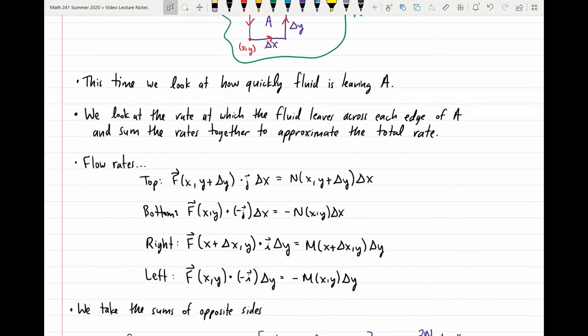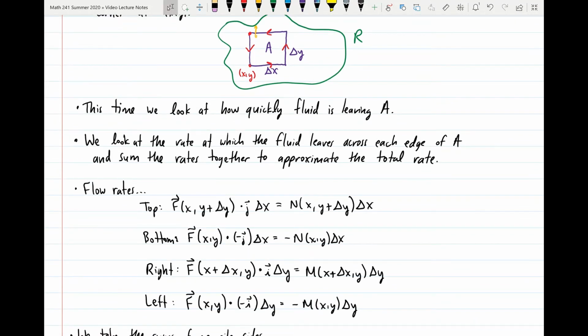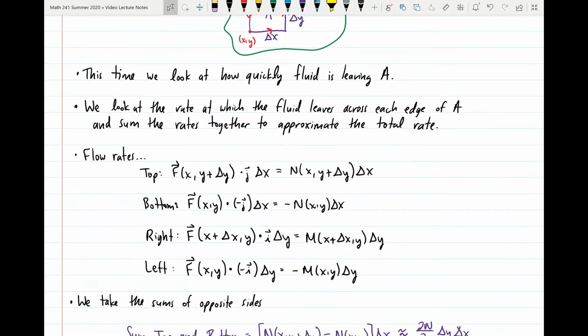And ultimately, this is just equal to n of (x, y plus delta y) times delta x. So again, this is an expression approximating the flow rate for our top boundary of our rectangle. And the bottom flow rate and the right and left flow rates will be similar.